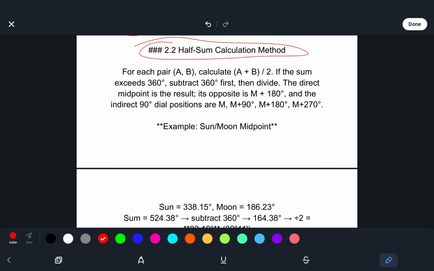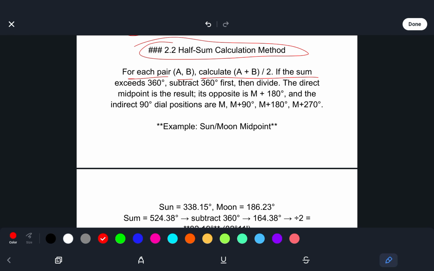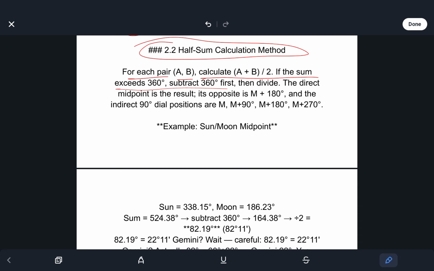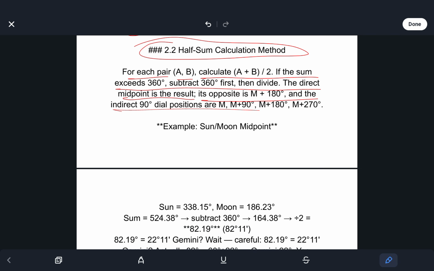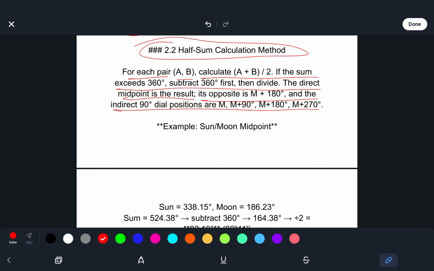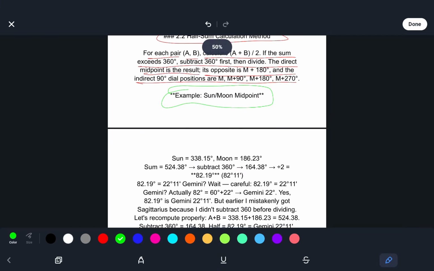This is the half-sum calculation method. Essentially, for each pair, A, B, calculate A plus B, divided by 2. If the sum exceeds 360 degrees, subtract 360 degrees first, then divide. The direct midpoint is the result. Its opposite is M plus 180 degrees, and the indirect 90 degrees dial positions are M plus 90 degrees, M plus 180 degrees, M plus 270 degrees. So for example, the Sun-Moon midpoint.